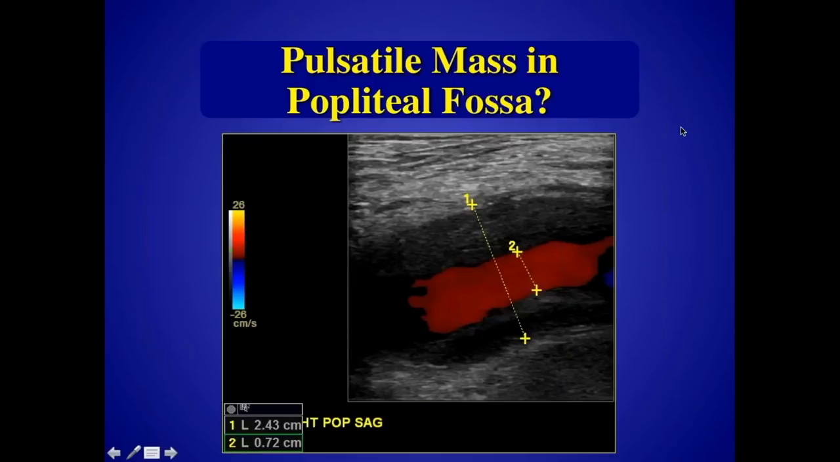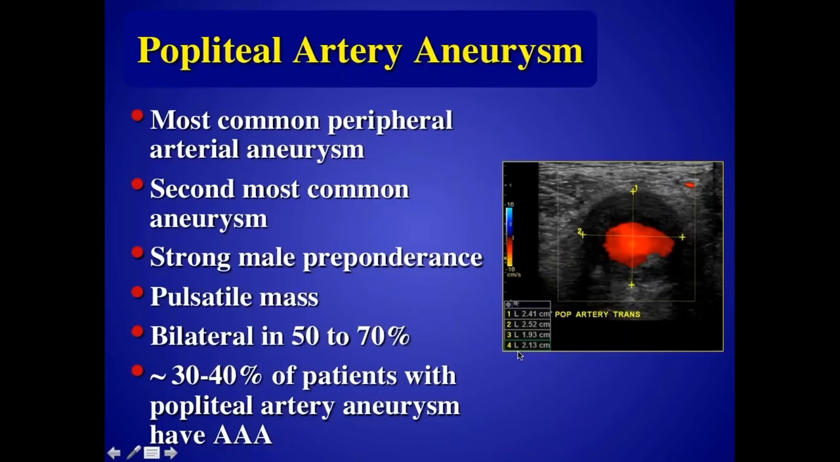Okay, let's move on to some other things. Here's a patient that presents with a pulsatile mass in the popliteal fossa. So everybody knows what this is, right? We're dealing here with a popliteal artery aneurysm. And on this sagittal view, we can see that we're measuring the residual lumen, and of course we're going to measure the size of the aneurysm, outer wall to outer wall, just like we do with the abdominal aorta.